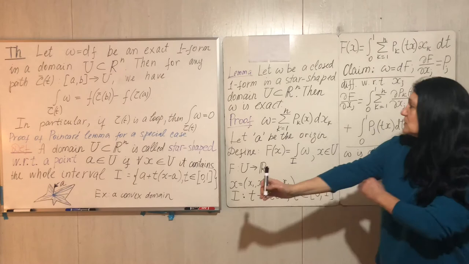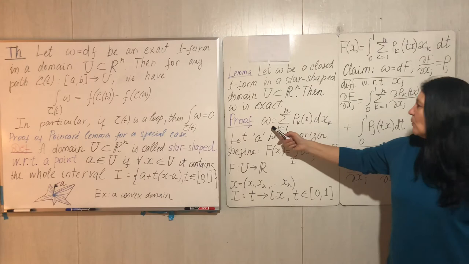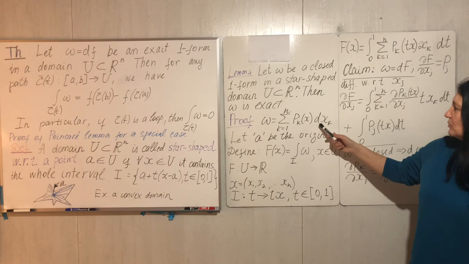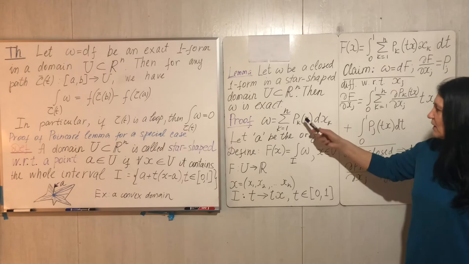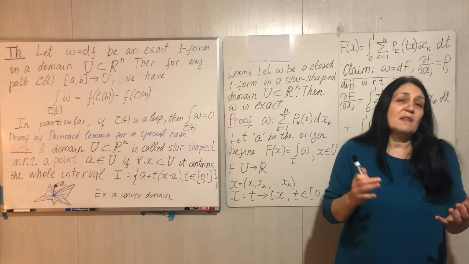So to prove this lemma, let's first write down omega. Omega is a one form, so this is its representation, the representation of a one form in Rn. It will be a sum of dx with the corresponding coefficients, the functions. And let point A, the point with respect to which our domain is star-shaped, be at the origin, right? We can always shift our domain to put A at the origin.